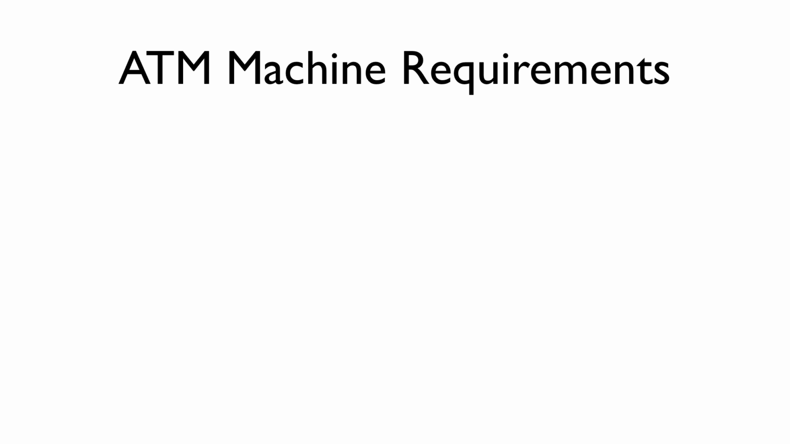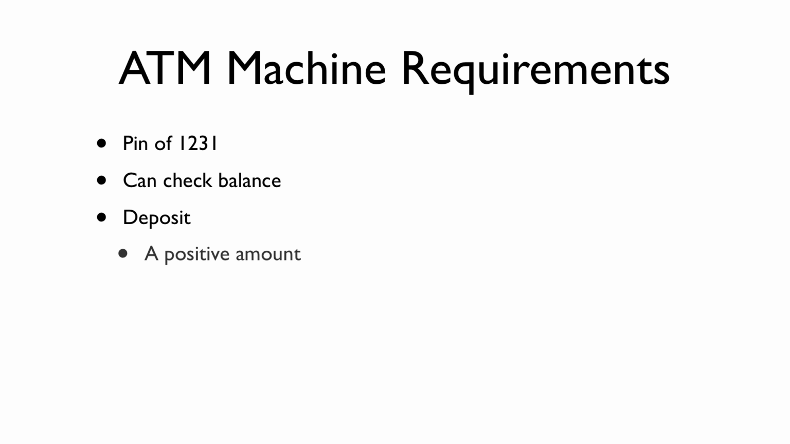The ATM machine has a bunch of requirements, obviously, and these requirements are that it's going to have a PIN, and you can only use the ATM machine if you have this PIN entered of 1231. If you don't enter the right PIN, it won't let you access the ATM. You can also obviously check your balance. You can see how much money is in your account. You're allowed to deposit money into the ATM, and that will increase your balance, but you must deposit a positive amount. You can't deposit a negative amount. That would cause some issues.